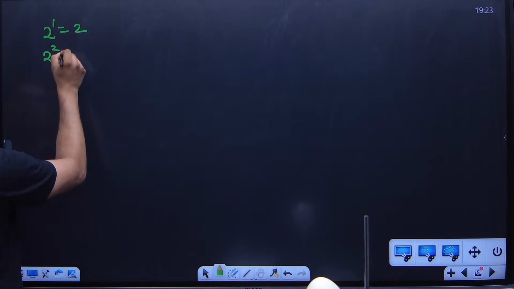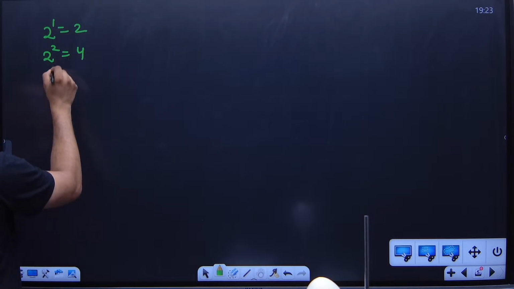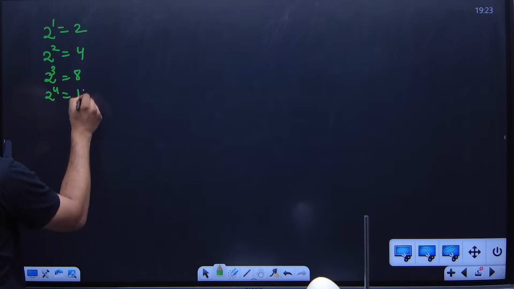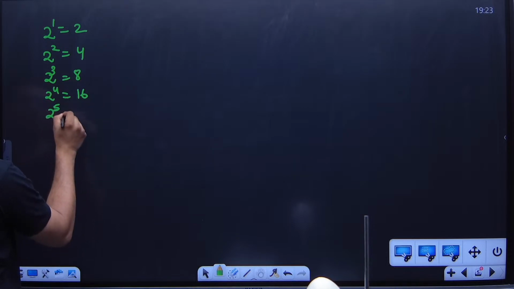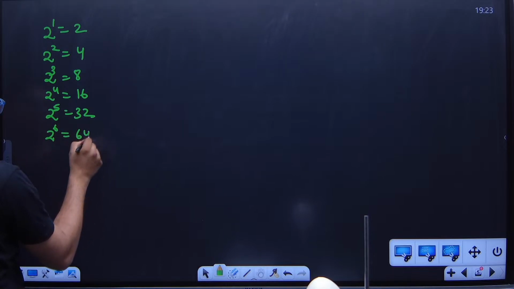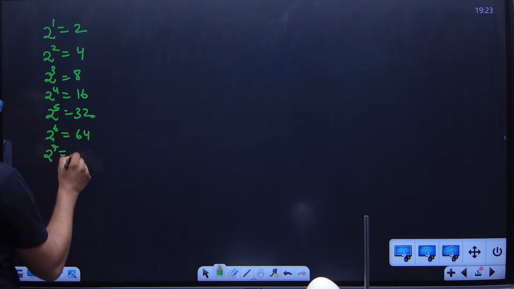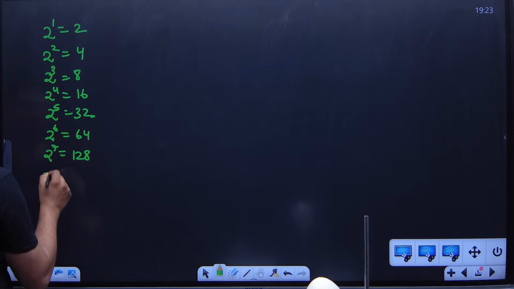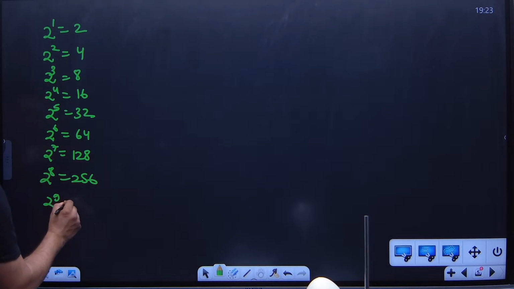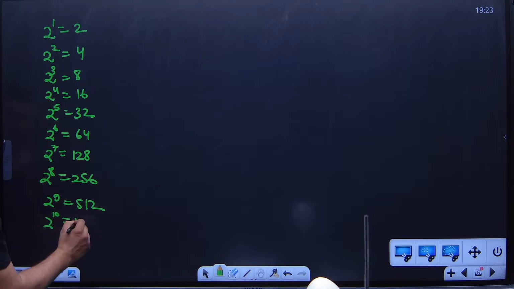2 raised to the power 2 is 4. 2 raised to the power 3 is 8. 2 raised to the power 4 is 16. 2 raised to the power 5 is 32. 2 raised to the power 6 is 64. 2 raised to the power 7 is 128. 2 raised to the power 8 is 256. 2 raised to the power 9 is 512. 2 raised to the power 10 is 1024.